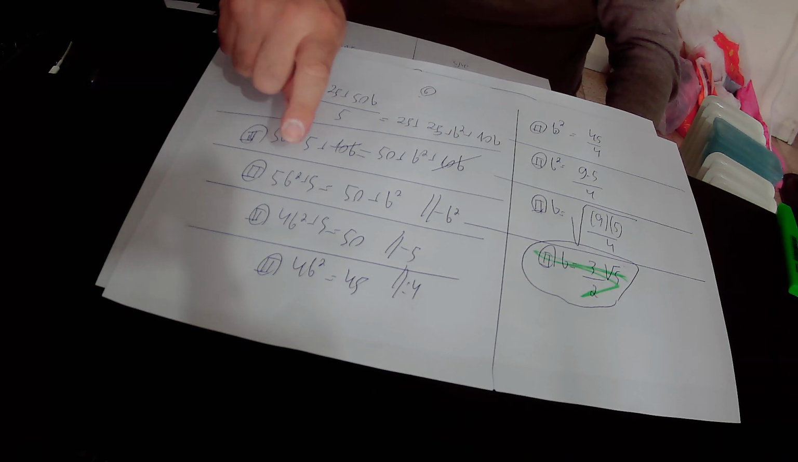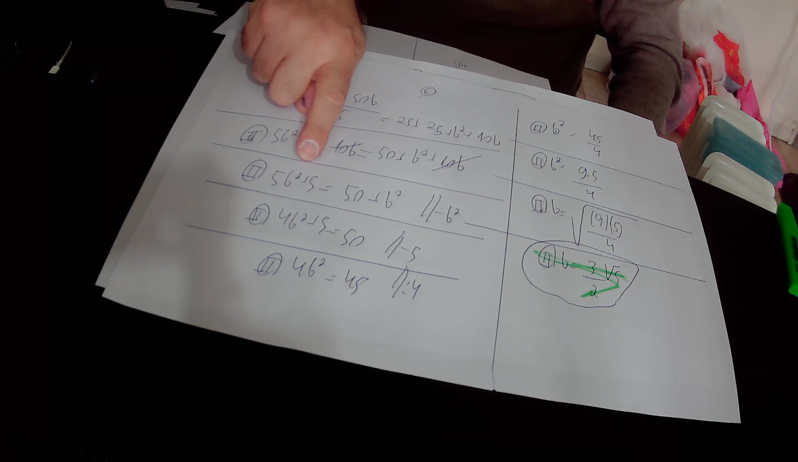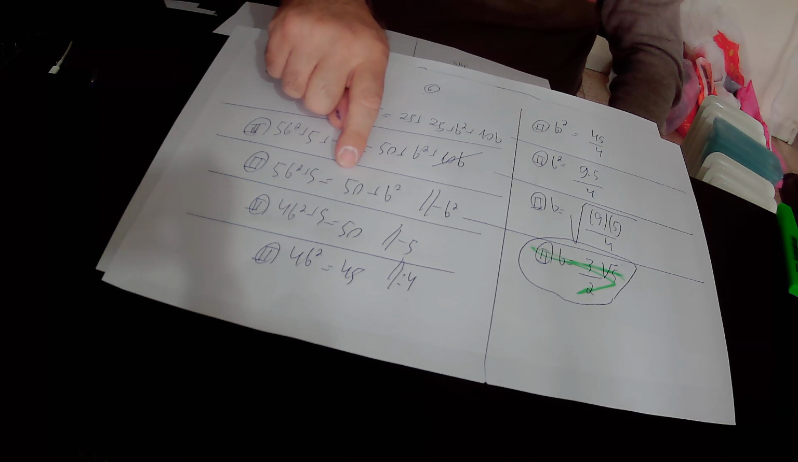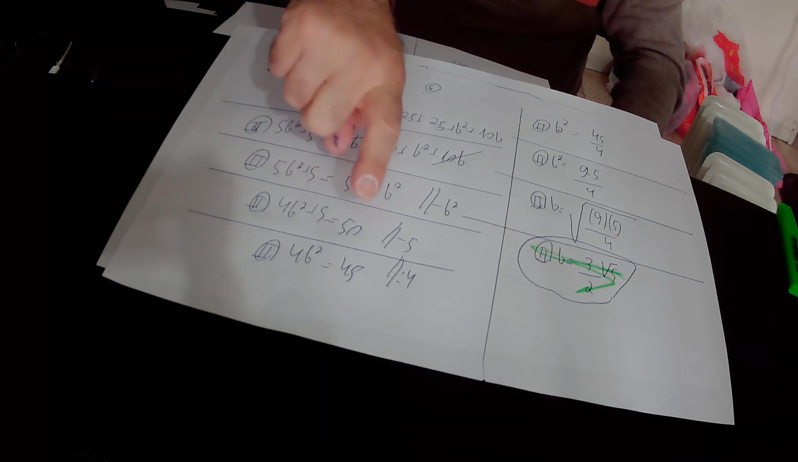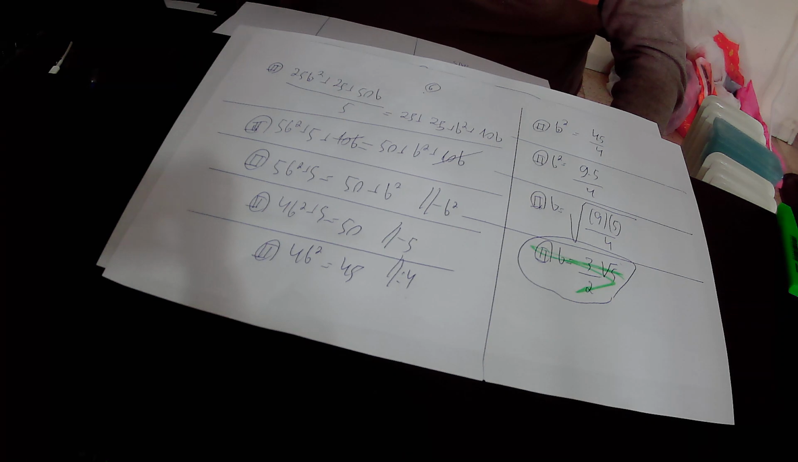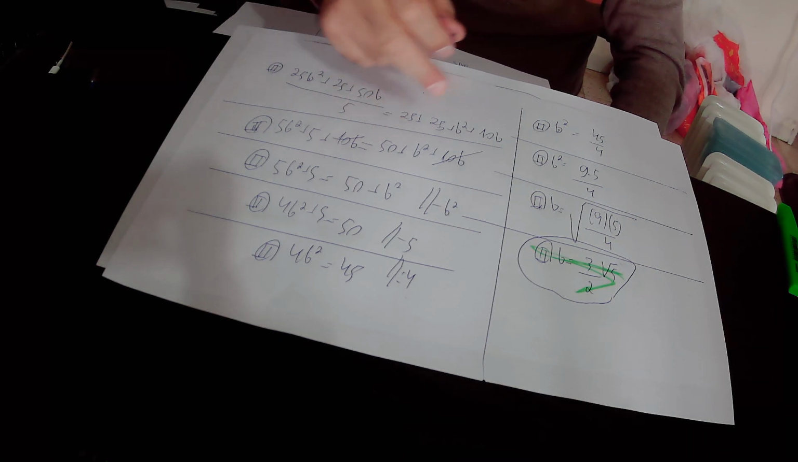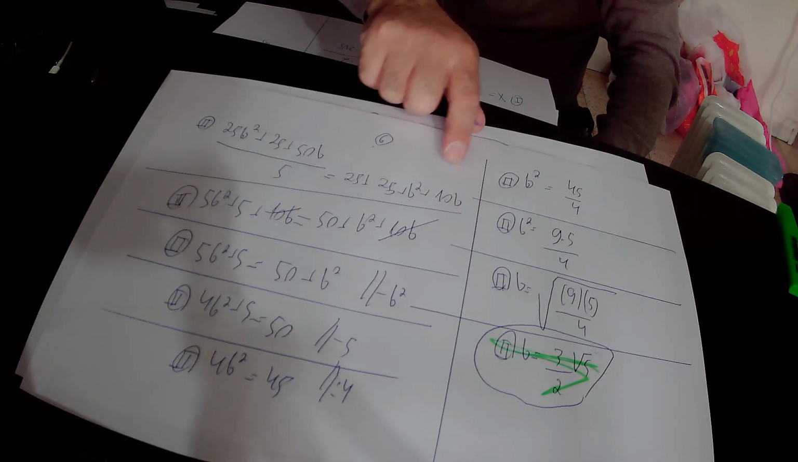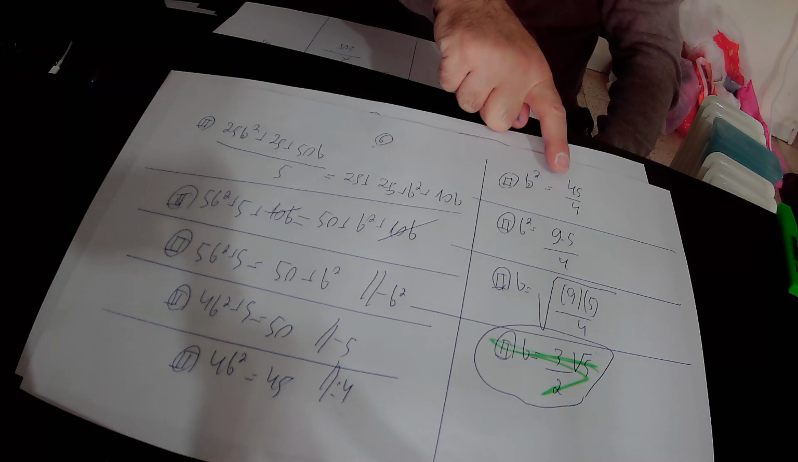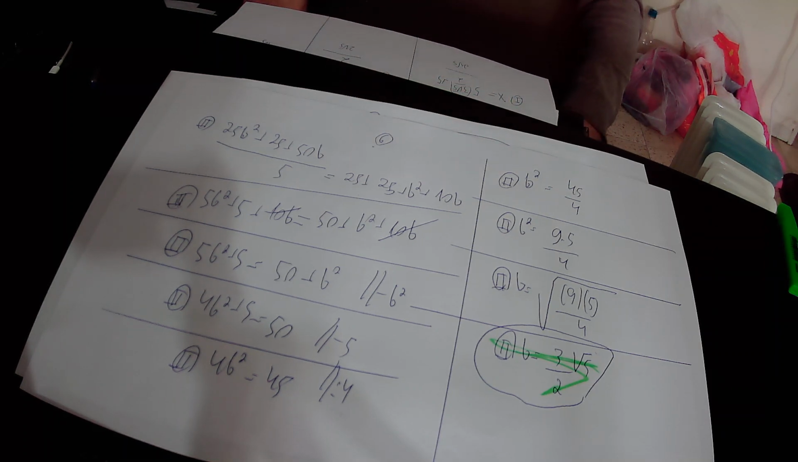minus b squared is 4b squared, so it is 4b squared plus 5, and this is equal to 50. Here we subtracted 5 from this equation, and found that 4b squared equals 50 minus 5, that is 45. So according to equation number 2, 4b squared equals 45. Here we divided equation number 2 by 4, and finally found that b squared equals 45 over 4.